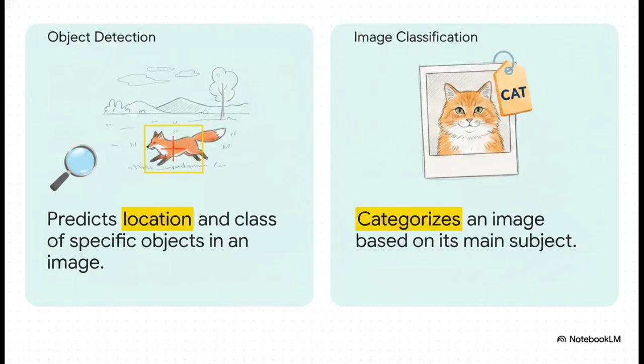Now, let's demystify 2 vision capabilities that get confused all the time. Say you're building a wildlife tracking app and you need to find the exact location of a specific animal, like a fox, in a photo. For that, you're going to use object detection because it predicts both the location and the class. But if you just need to figure out the main subject of an image, like simply asking, is this a cat or a dog? Well, then image classification is exactly what you need.